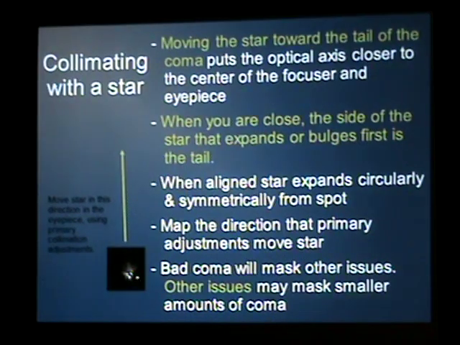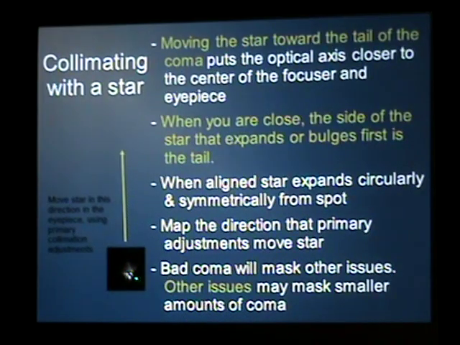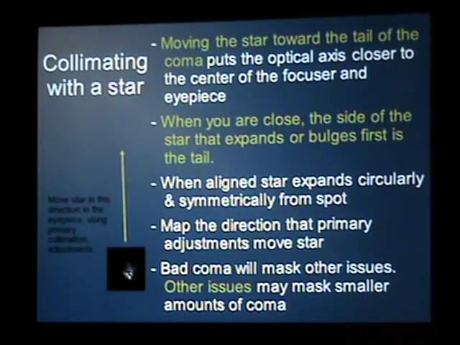Covered most of that. So here we go. Here's how you collimate with a star. Here's a simulated star image of severe coma. You want to move the star in the eyepiece towards the tail of that coma. Okay, so in this case, if this was in the center of the eyepiece, we'd be looking in and it would move up in this direction and maybe slightly to the left. And you're doing that with the primary adjustment screws.